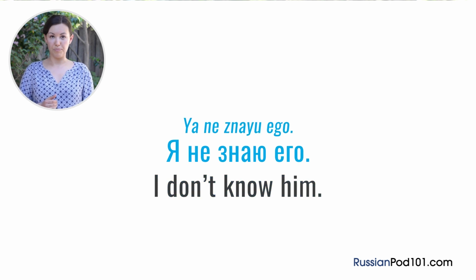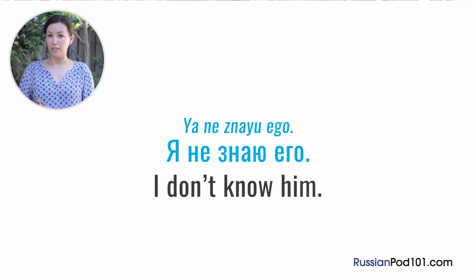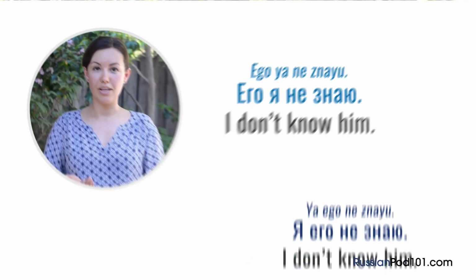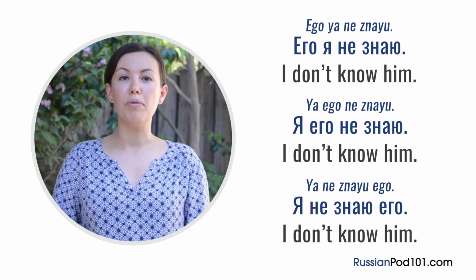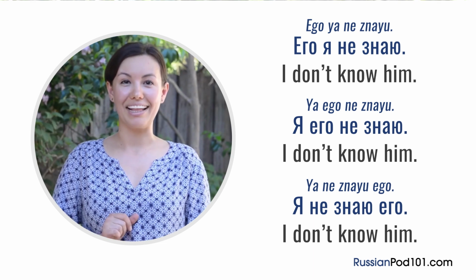Я не знаю его. Here, его, him, is an object. It can be placed before the verb, Я его не знаю, after the verb, Я не знаю его, and even in the very beginning of the sentence, Его я не знаю. All these sentences would be perfectly grammatically correct and would mean one and the same thing.